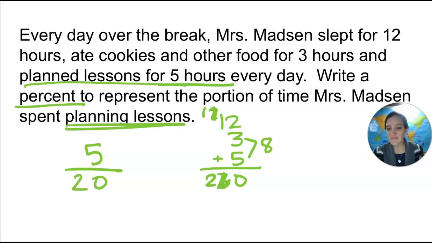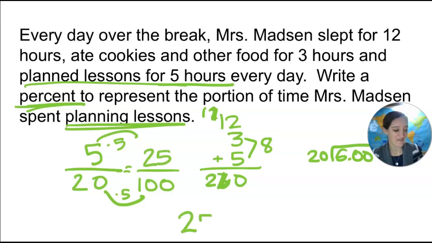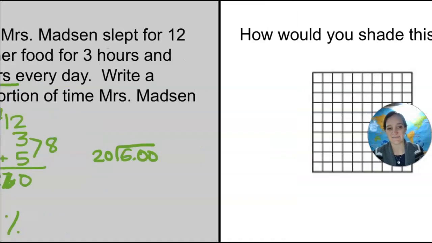So we got 5 hours out of the 20 hours I was doing stuff is the amount that I spent planning lessons. And if I want that as a percent, well, what am I going to do? I'm going to biglify it. Technically, I could fraction hating troll it, right? But if the option is there to biglify, it means it's going to be a lot less work. So 25 out of 100, 25% of my day, I was planning lessons.